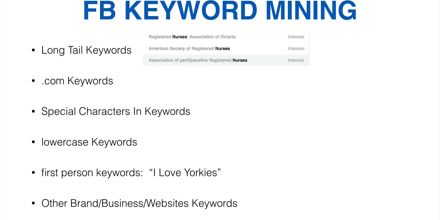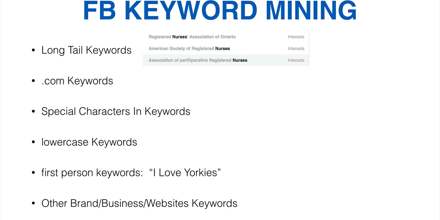So first, let's go up to the top and look at long tail keywords. So here is a little example of some long tail keywords I pulled from Facebook, like Registered Nurses Association of Ontario, American Society of Registered Nurses, Association of Perioperative Registered Nurses. These are all very long keywords. These keywords typically render higher results because they consist of more passionate people.